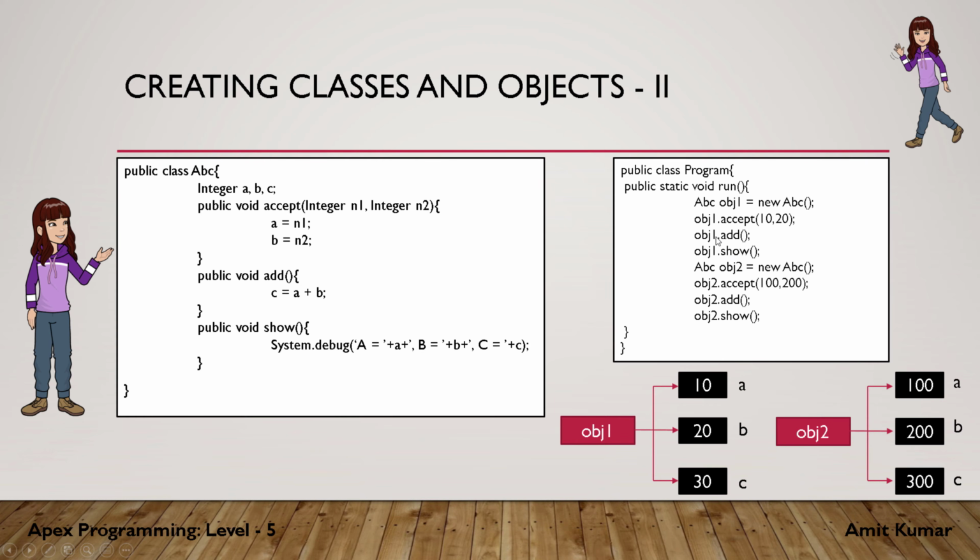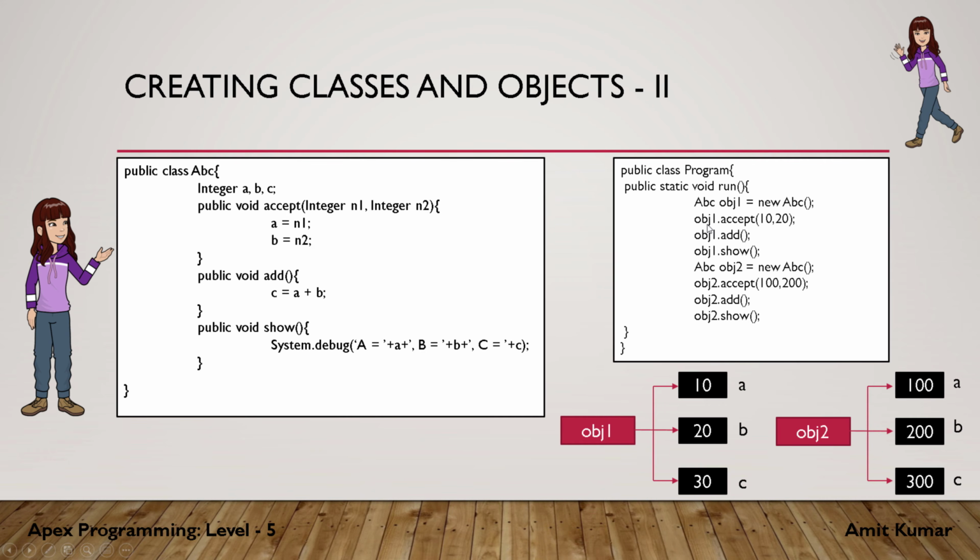Now what will happen when obj1 is calling the accept? Because accept is assigning values to A and B. But there are two A and B over here. There are two A and two B. Where will this 10 and 20 be assigned? Now it depends on which object is calling the accept.